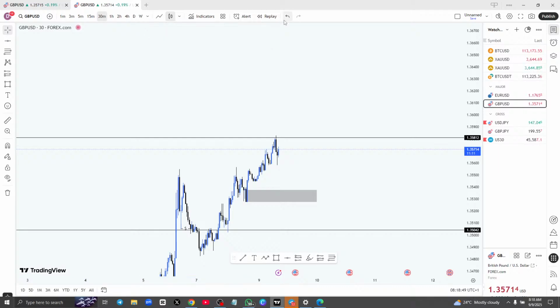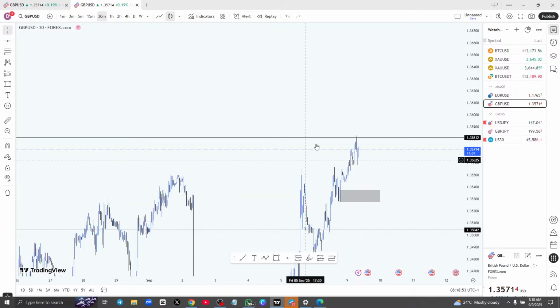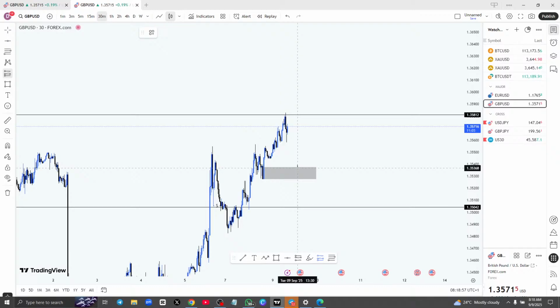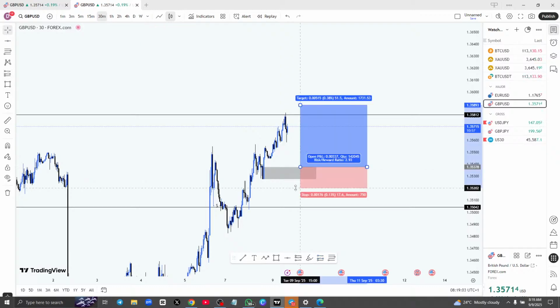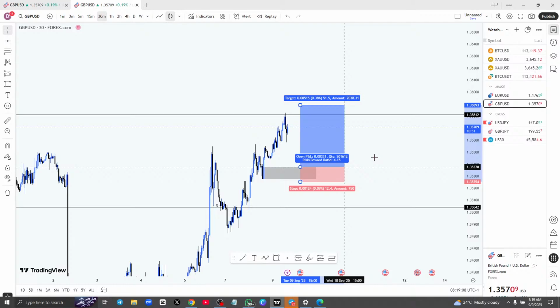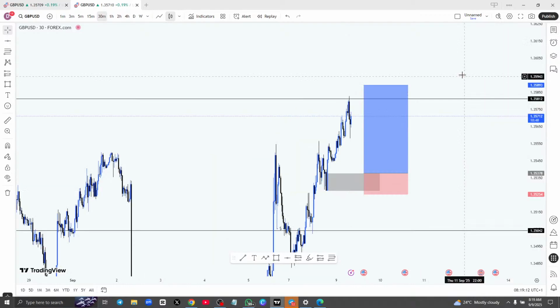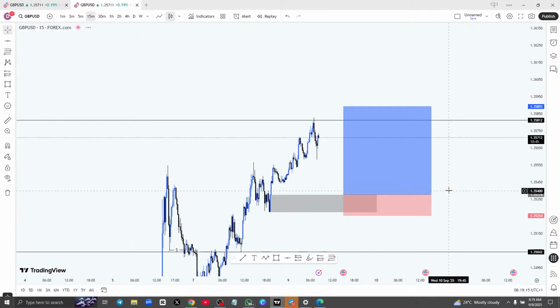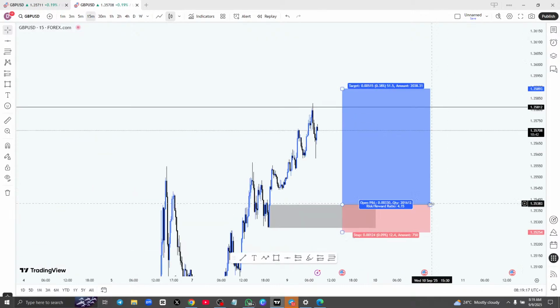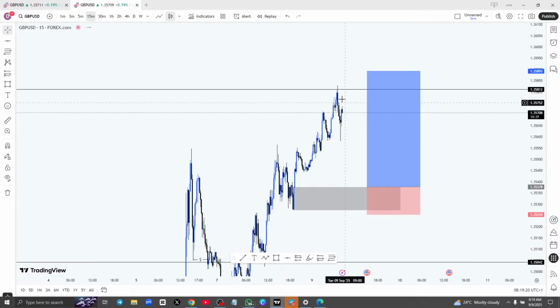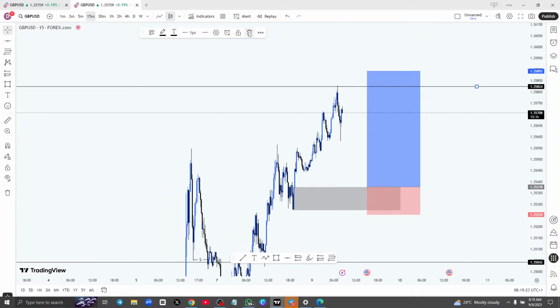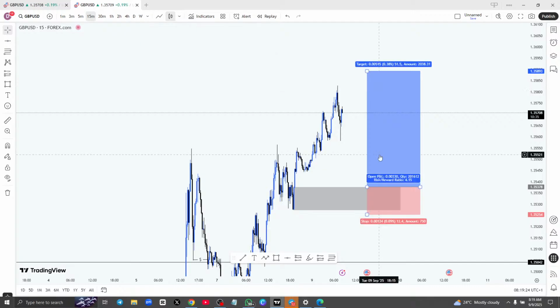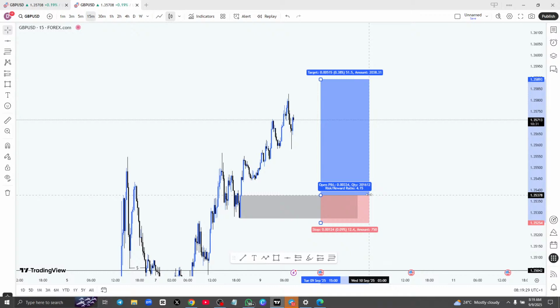And if we are buying from here, we can target our 1:4 or 1:5 risk to reward ratio, with stop loss just slightly below it. So this is where we wait for GBP USD. Hopefully it comes back here before buying. This is about a 1:4 risk to reward ratio. So let me save this and then drop it in the group.